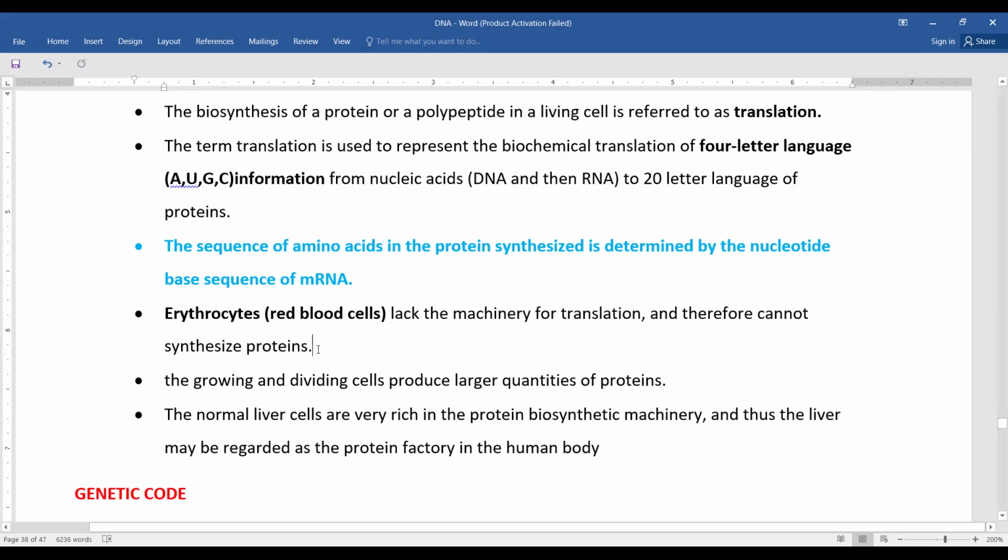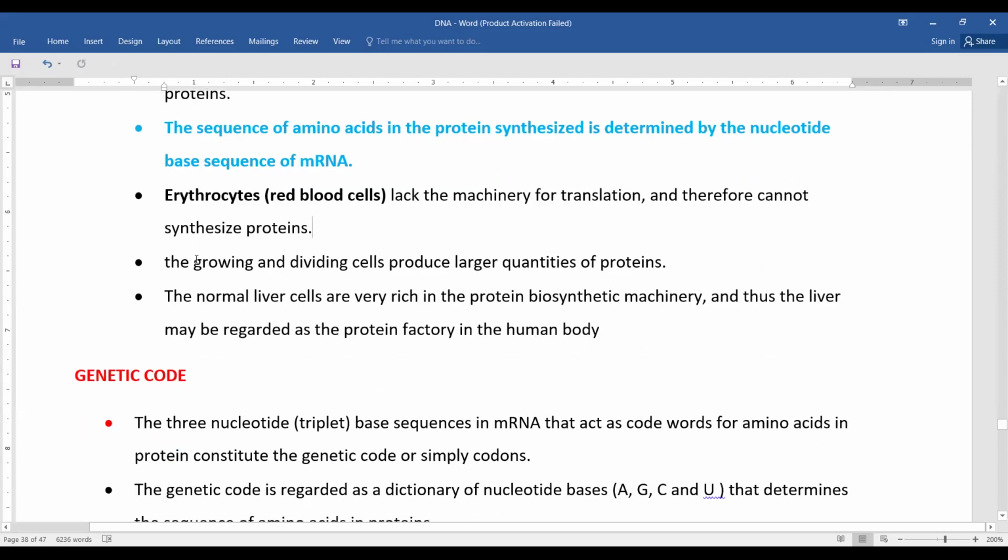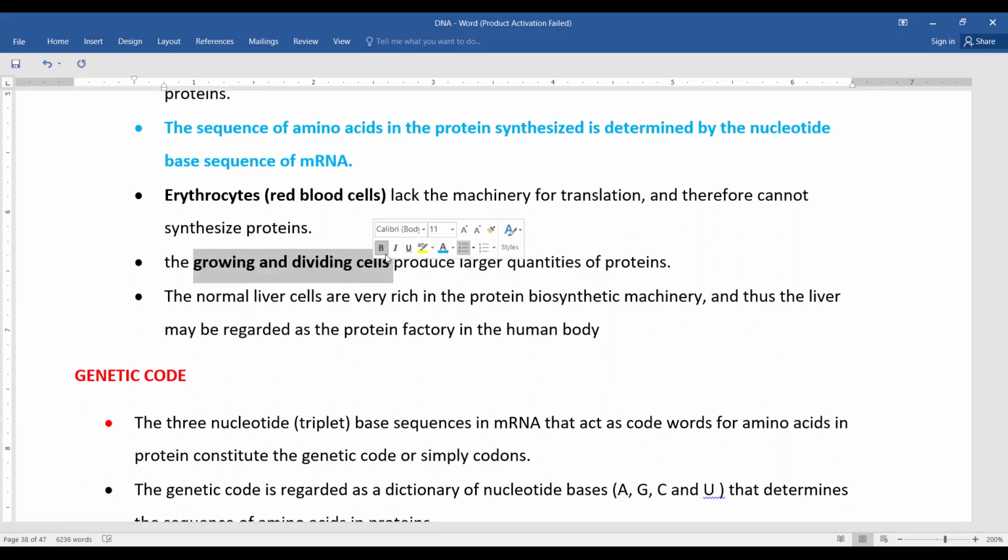That is the least. But the growing and dividing cells produce larger quantities of proteins.